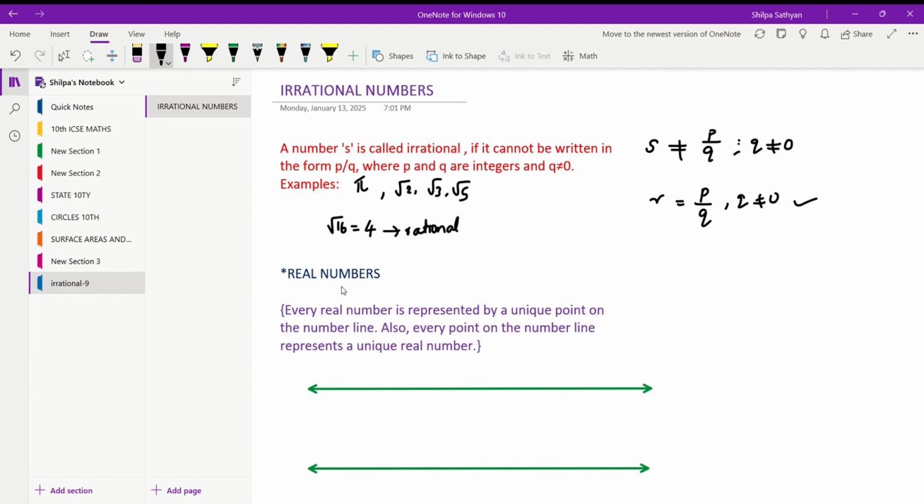Okay. Now, coming to real numbers. So, this is the final set of the number system. Okay, real numbers. What is meant by real numbers? A real number is the collection of all rationals and irrationals. Real numbers. It is the collection of all rationals and irrationals.